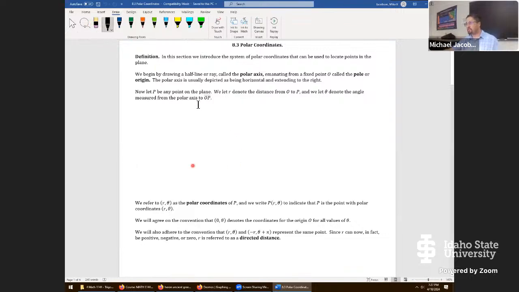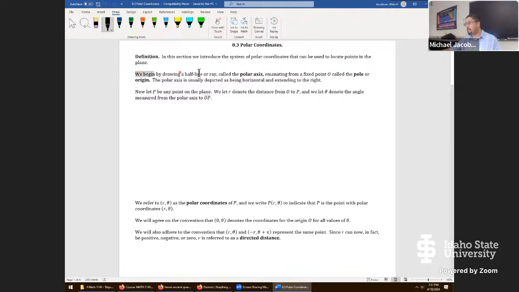Reading through the definitions, we have some graphs that we want to fill in as we go. It says, in this section, we'll introduce the system of polar coordinates that can be used to locate points in the plane. So these are alternative coordinates to the XY coordinates, or Cartesian coordinates, or rectangular coordinates. All of those are synonyms. This is, for a lot of people, probably your first coordinate system that's different than the XY plane.